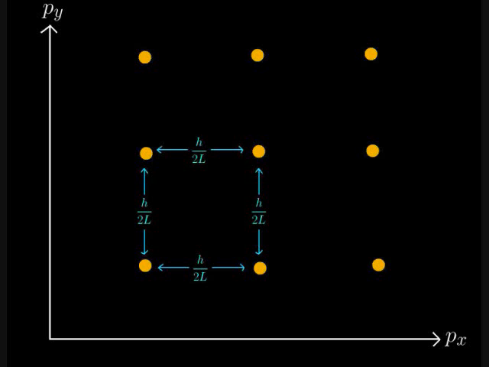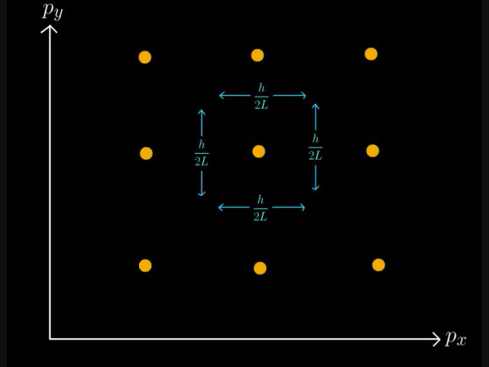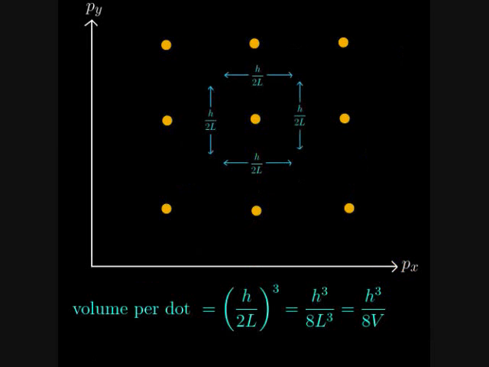If we construct a space whose coordinates are the components of momentum, called momentum space, then we can place yellow dots where the allowed values of momentum are. Each yellow dot is separated from adjacent yellow dots by a distance h over 2L. Thus, each yellow dot effectively takes up a volume h over 2L cubed, or h cubed over 8L cubed. L cubed is just the volume of the box that the particle is in, which we will denote by V.